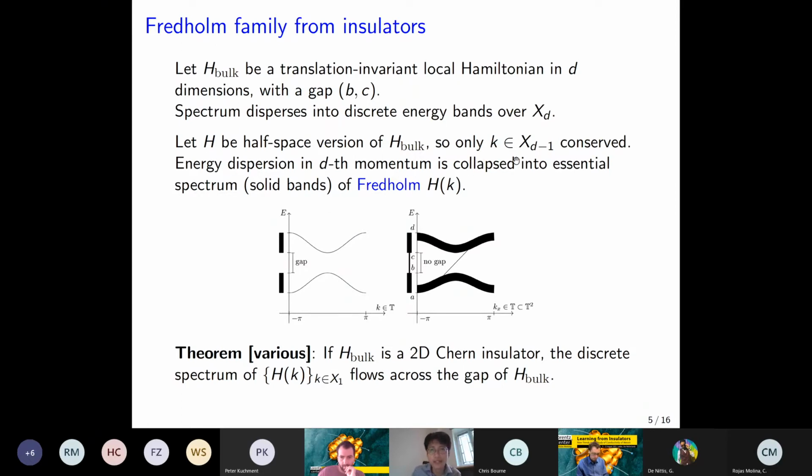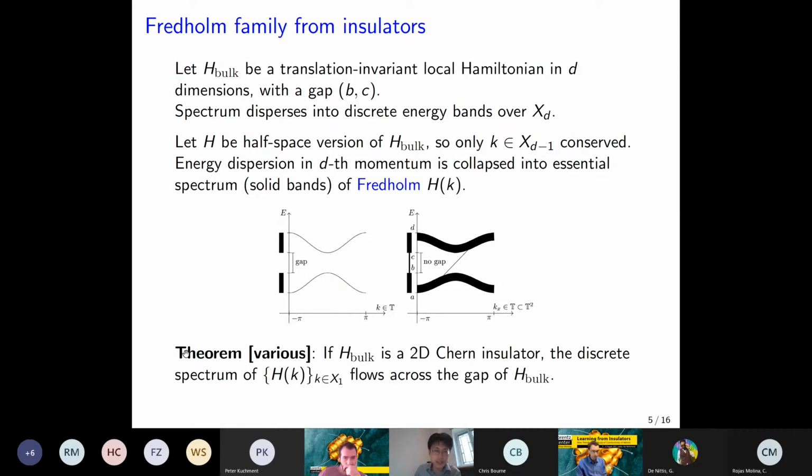But if you work on a half space, then only the momentum parallel to the boundary of the half space is conserved. What happens to the energy dispersion with respect to the missing unconserved momentum? It's collapsed into the essential spectrum. So instead of discrete energy bands, you have thickened bands that become solid bands. For each quasi-momentum parallel to the boundary, you have a Fredholm operator. What might happen is that you acquire some discrete spectrum in between this essential spectrum.